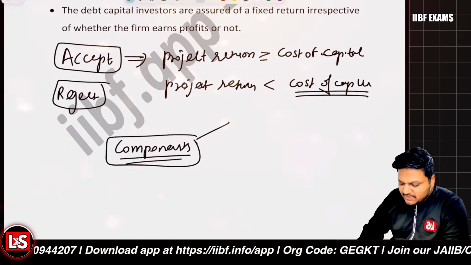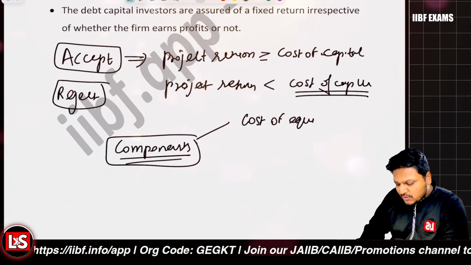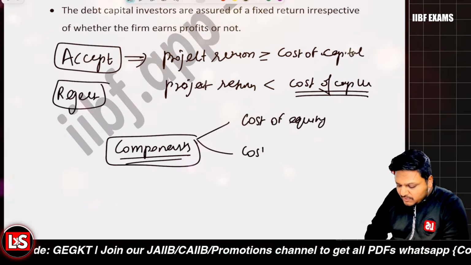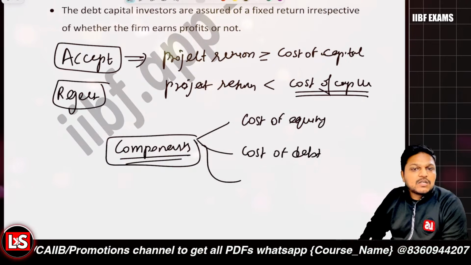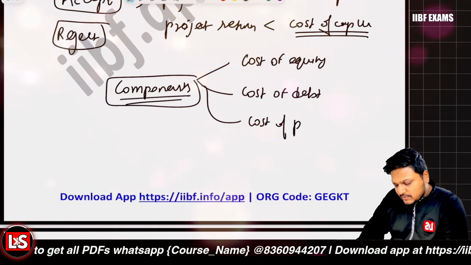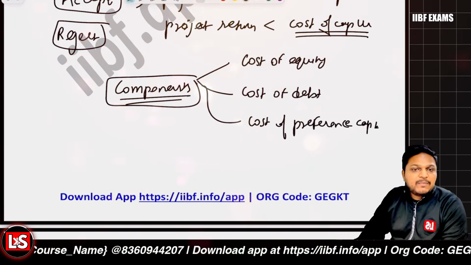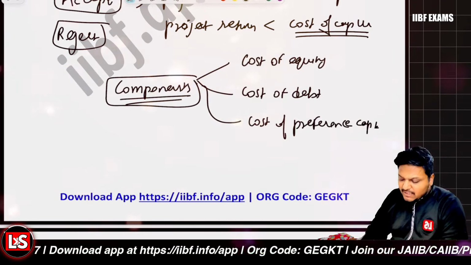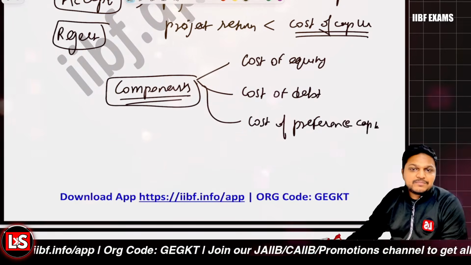The first component is the cost of equity. The second is the cost of debt. And the third one is the cost of preference capital. Or it could also be the retained earnings or something like that. Clear with it? So these are the components of cost of capital.